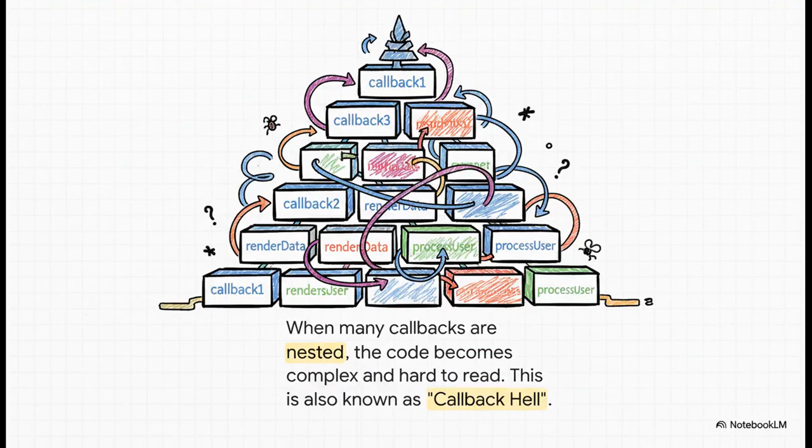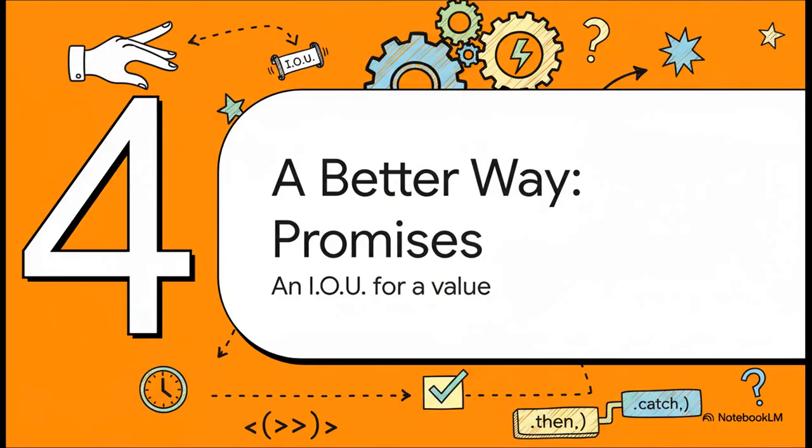Now, callbacks work, sure, but they have, let's call it, a dark side. What happens when you need to do a few async things one after another? Well, you end up nesting callbacks inside of other callbacks. And that leads to this infamous pyramid shape you see here. We call it Callback Hell or the Pyramid of Doom. And trust me, it is an absolute nightmare to read, to debug, and just to figure out what on earth is going on. Obviously, Callback Hell just wasn't going to cut it long term.